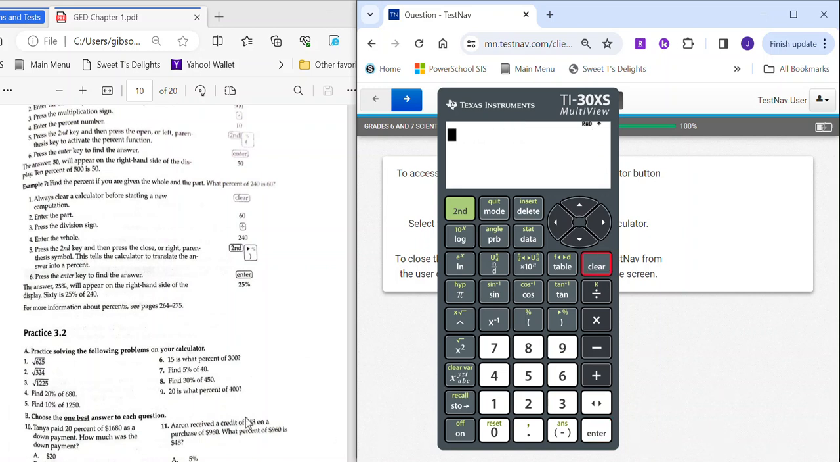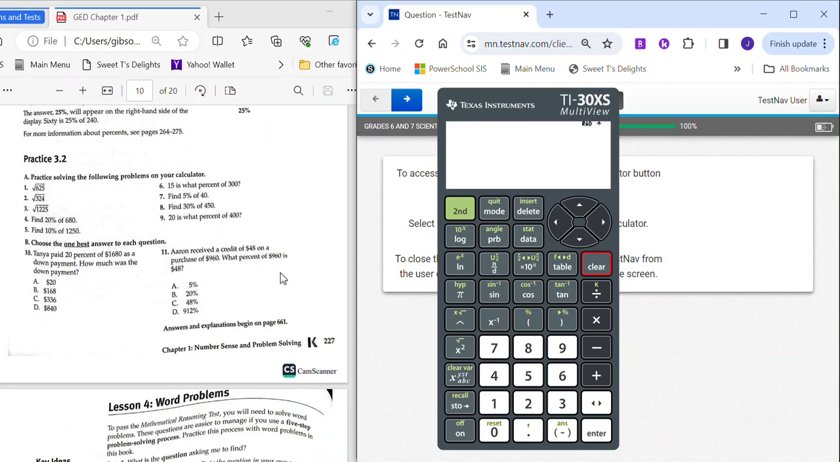So we clear this off, and we go down here to number 9, same thing. The part is 20 divided by the whole, which is 400. Second, and then we do our arrow percent here, press enter, and that gives us 5%. So we clear that out. So we took care of problems 1 through 9, and now we just have problems 10 and 11 to complete.